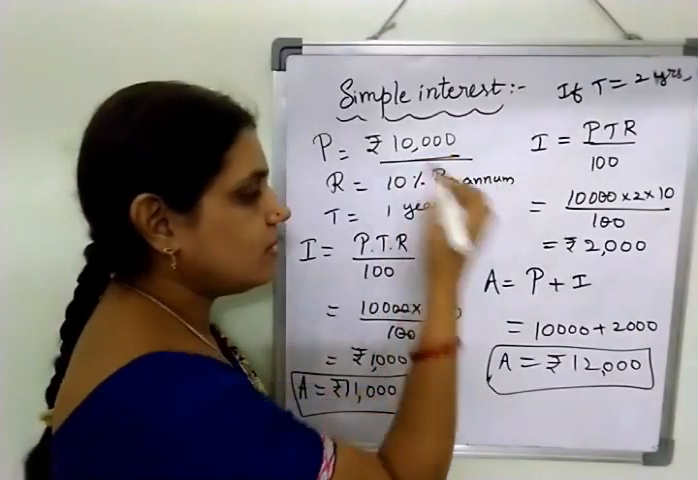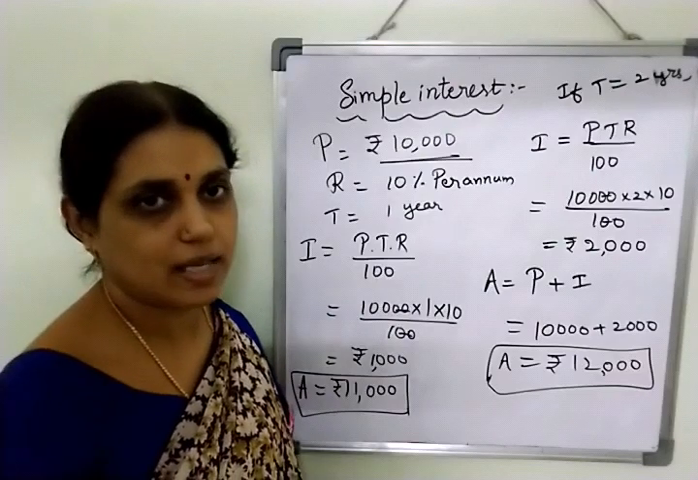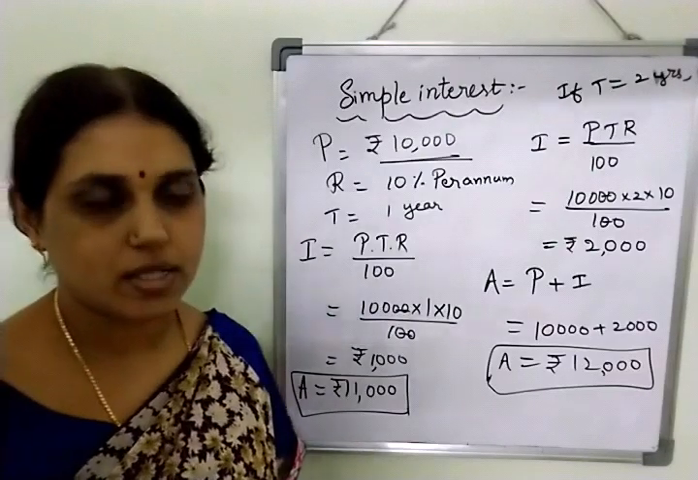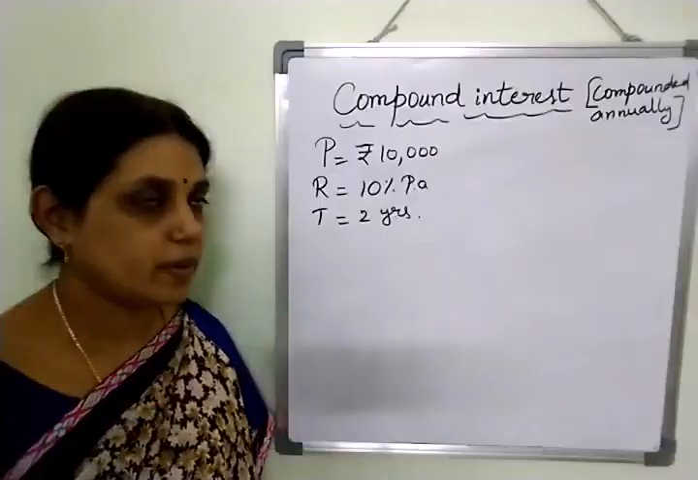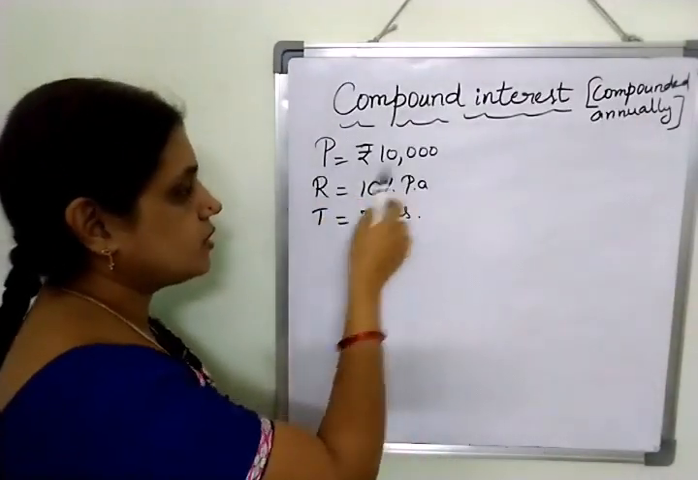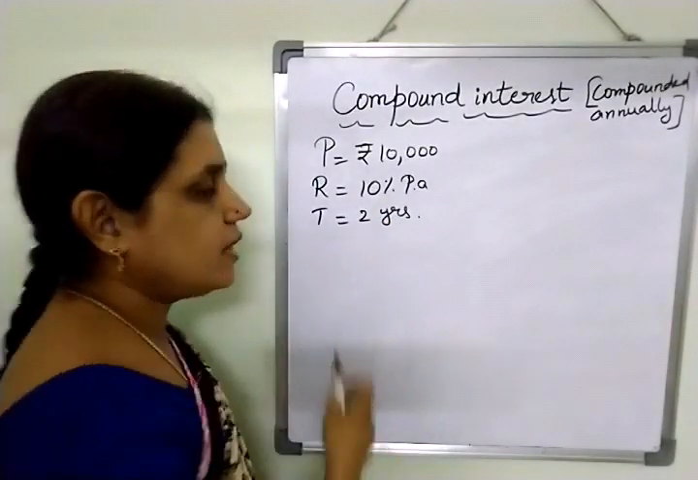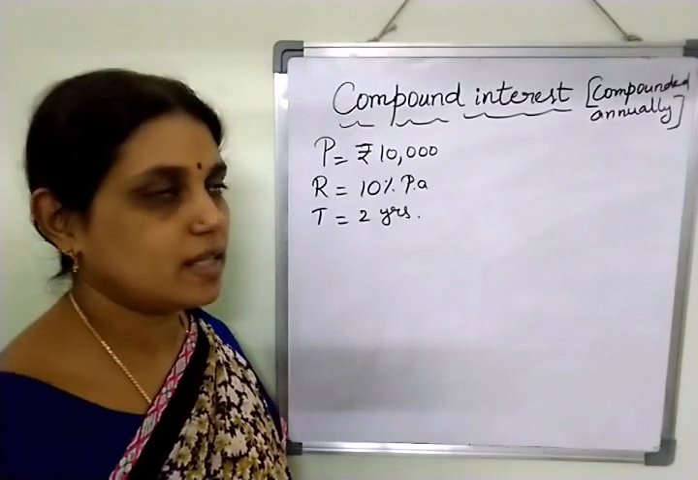10,000 rupees only we are taking, if it is for 1 year or for 2 years or for 3 years, like that. Okay, hope you understood this. Coming to compound interest, the same amount I have taken as a principal, that means 10,000 rupees, and the rate of interest is 10% per annum and time period is 2 years. Now how to calculate that we will see.